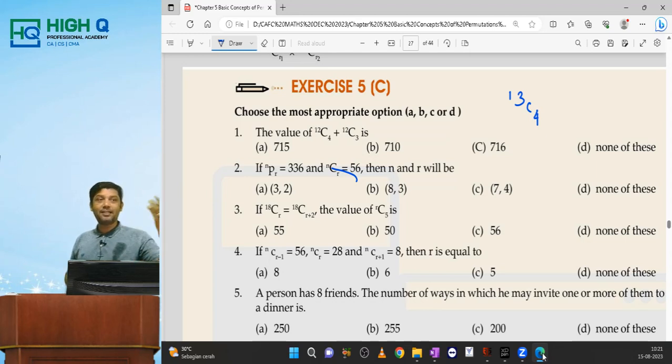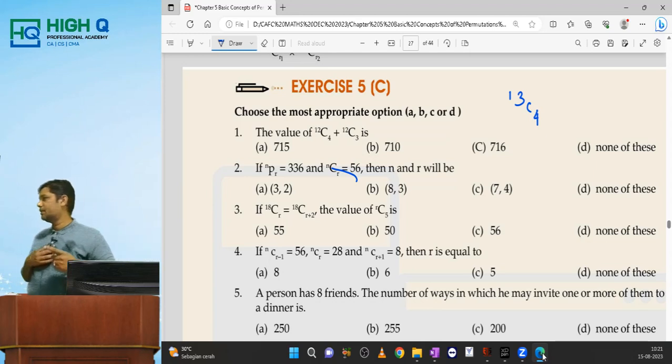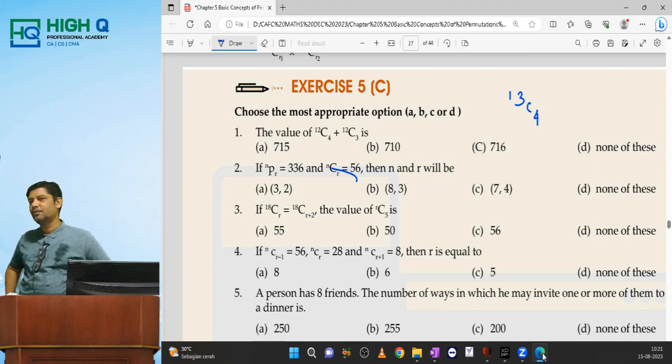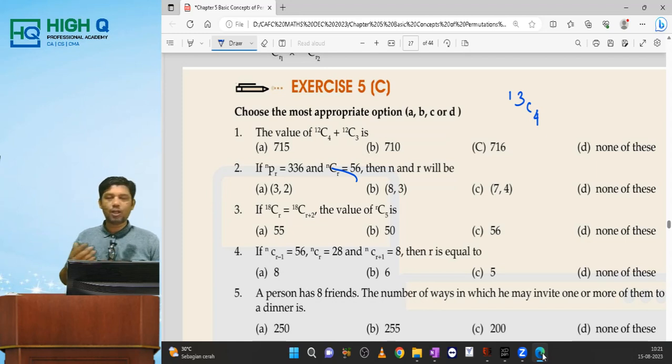So 8P3 is satisfied. Let us check whether 8C3 is satisfying or not. Find 8C3. Are you getting 56 or not? Are you getting 56? Yes. So the answer is over. This way, orally, we can do it without doing anything. 8, 3 is our answer.